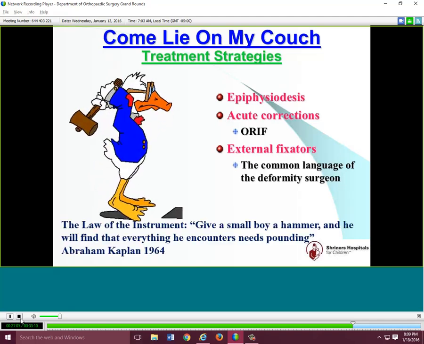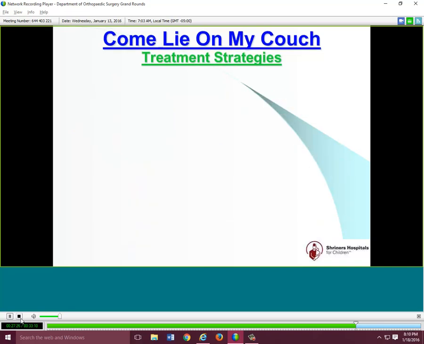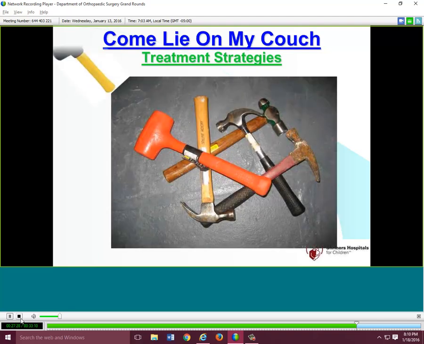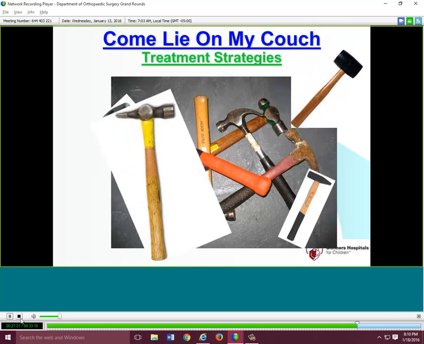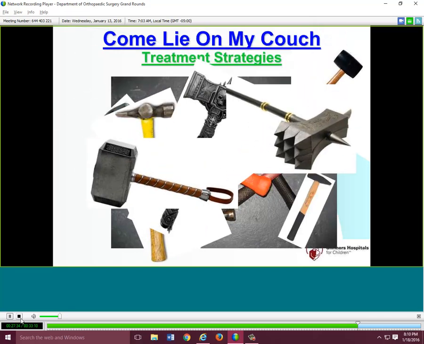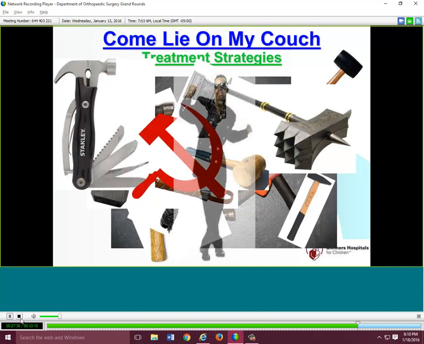Now, what we're often accused of is this. The first form of this was attributed to Abraham Kaplan, the law of the instrument. Give a small boy a hammer, and he will find that everything he encounters needs pounding, which is the same thing as if your only tool is a hammer, every problem looks like a nail. But I'll submit that there's a whole bunch of different hammers out there that we can work with, and there's probably an external fixator for every deformity that you need.